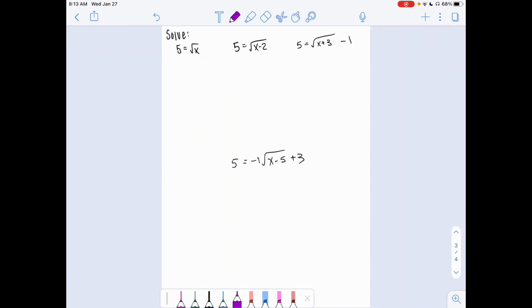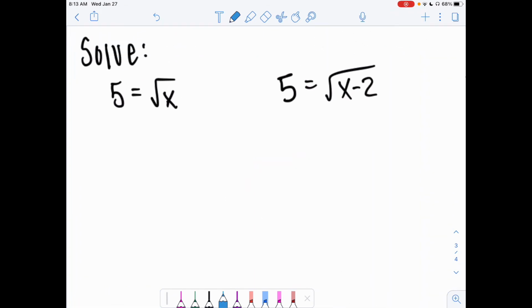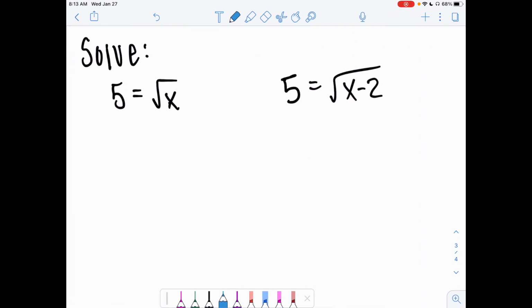We can also solve these radical functions. So let's take a look at our first one. 5 equals the square root of x. Well, the opposite operation is to just square both sides. So now we see that x equals 25.